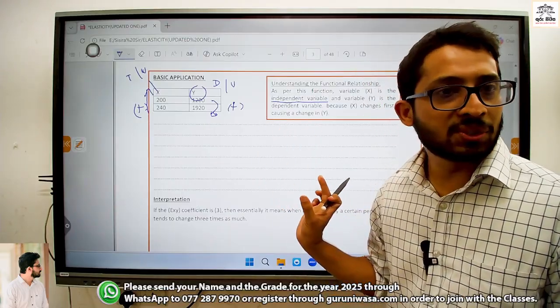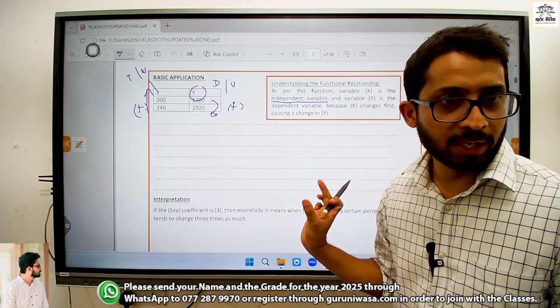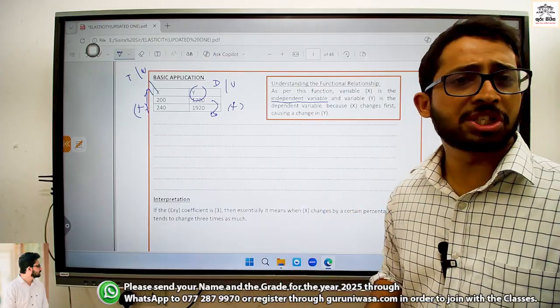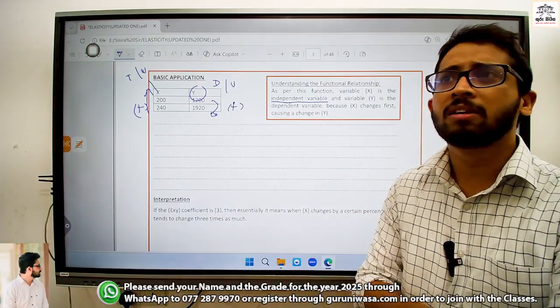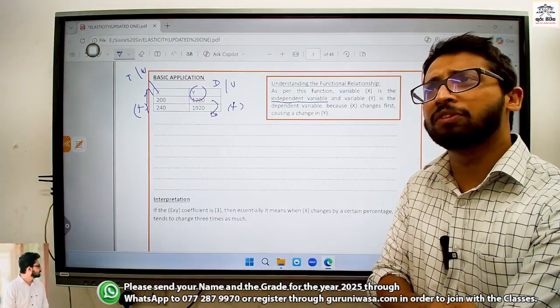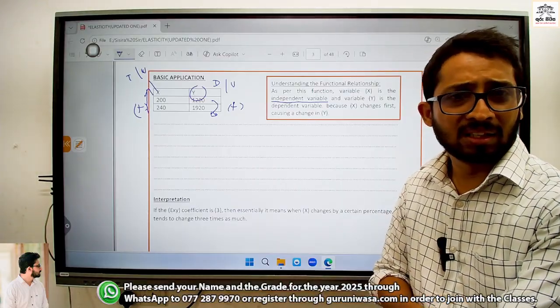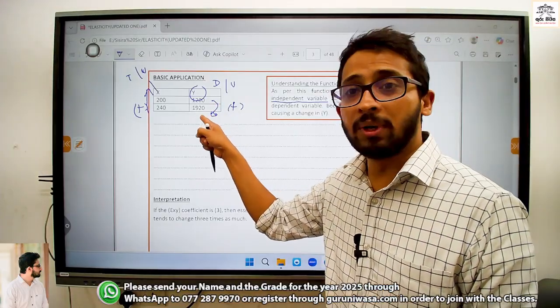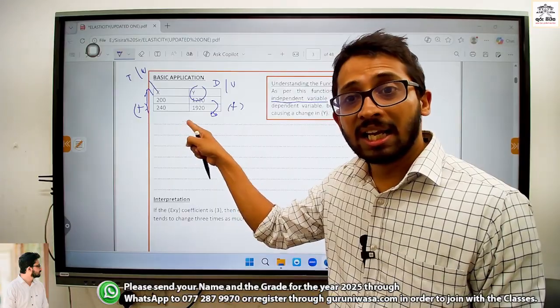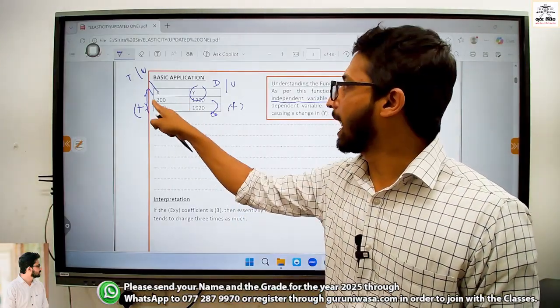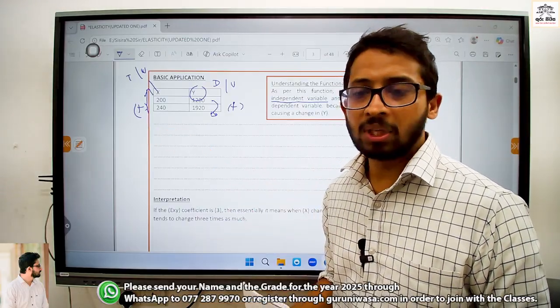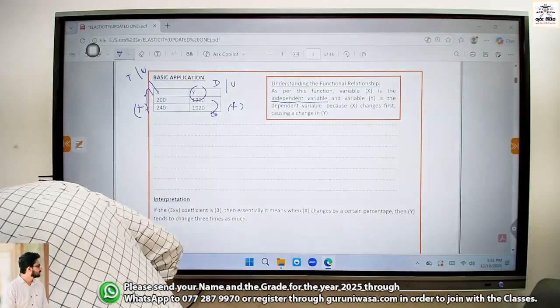Now I am going to calculate elasticity between these two variables. What is the basic equation for elasticity? You have to calculate the percentage change in the dependent variable and the percentage change in the independent variable. So how to calculate percentage change?